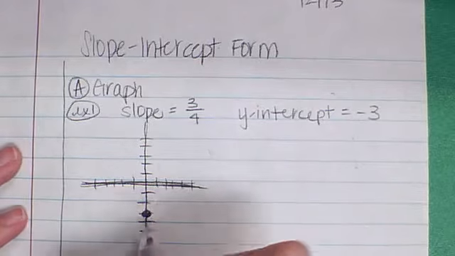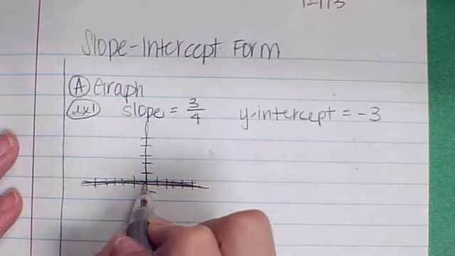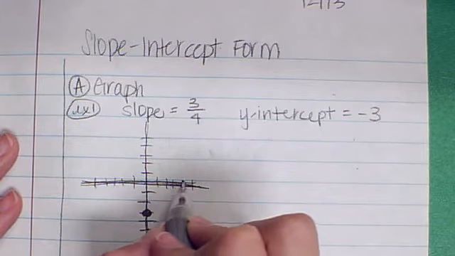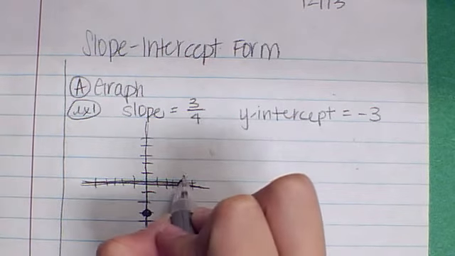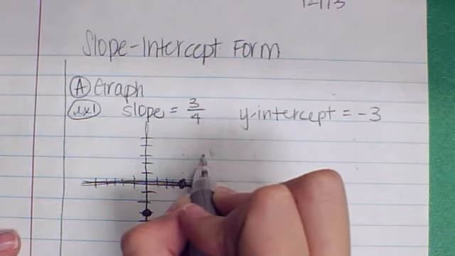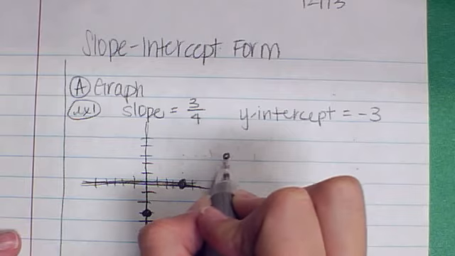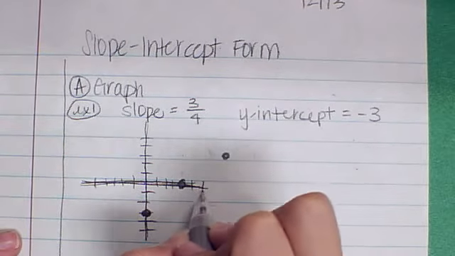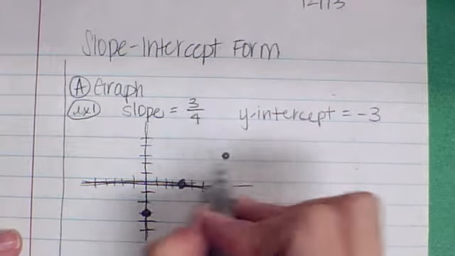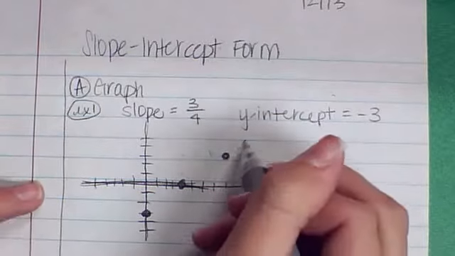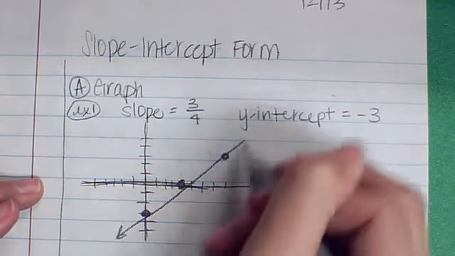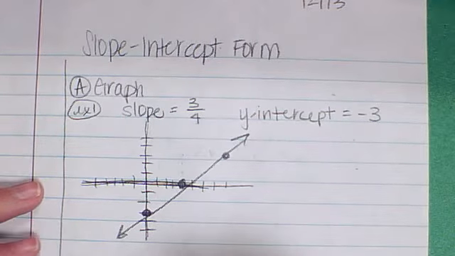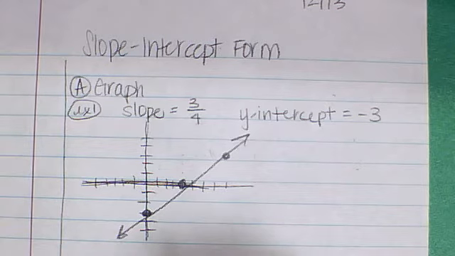So my slope is 3/4. From here, I'm going to go up 1, 2, 3, and over 1, 2, 3, 4. Make a point. And then I'm going to do it again, up 1, 2, 3, and over 1, 2, 3, 4. Notice I didn't have any lines here. I just had to go with it and count it out. And then I can connect those 3 points to make a line, and I need to do that. And then I've graphed my ordered pairs.